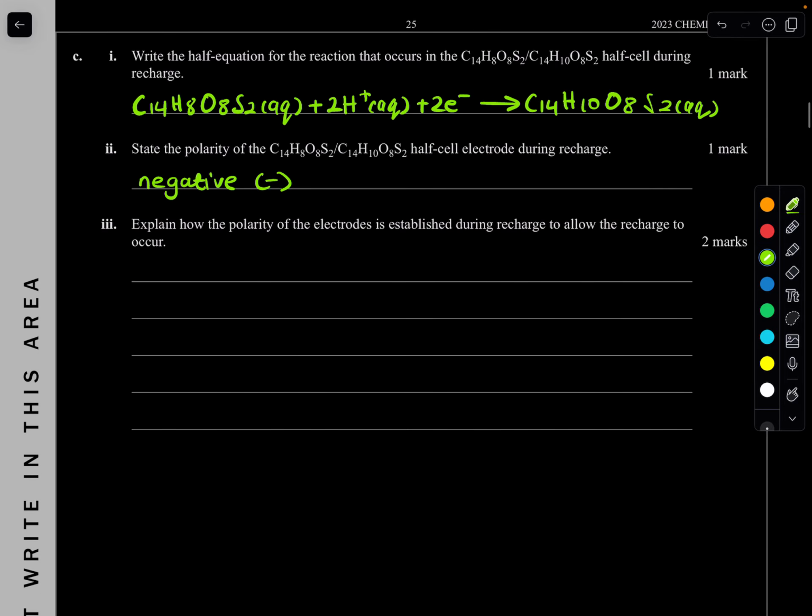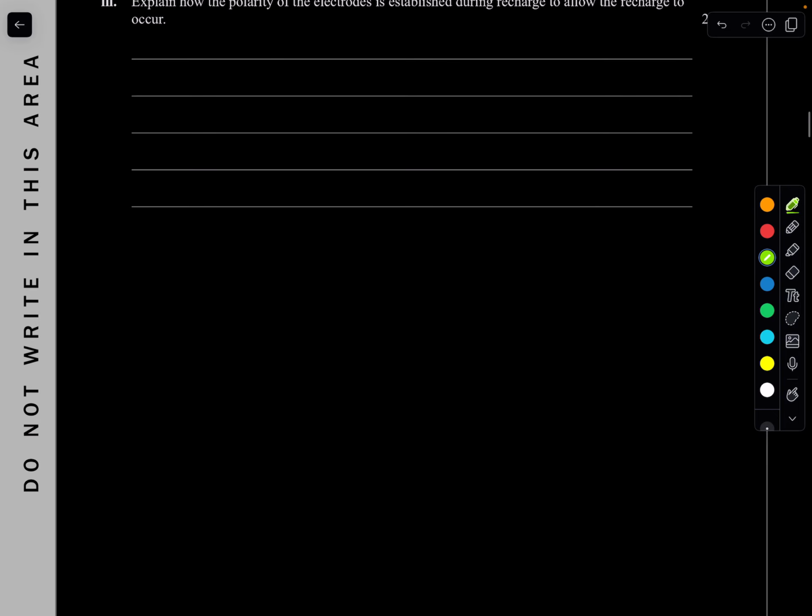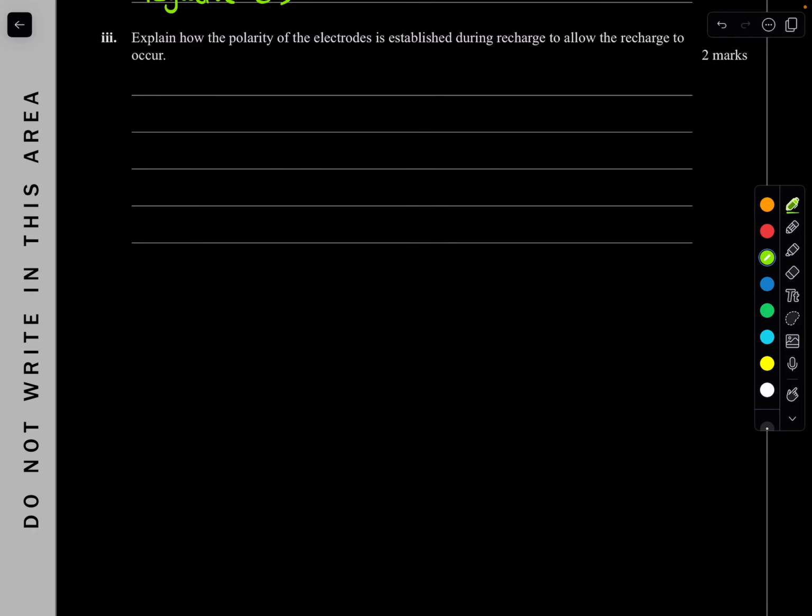Beautiful. Explain how the polarity of the electrodes is established during recharge to allow the recharge to occur. Easy. I think a lot of students still get confused about what recharging is. What happens when you recharge? Let's start off with the basics. Let's make up a scenario. That's the best way that I would try to explain this question.